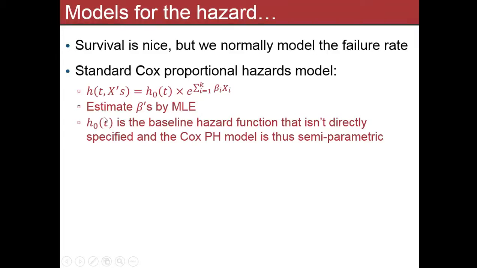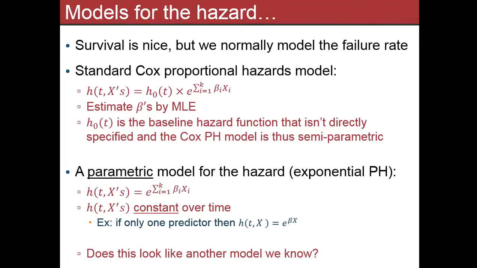So this is one model that we've talked about to model the hazard. And the hazard basically is the failure rate. It's the conditional failure rate, but effectively you can talk about it as the function. The hazard function describes the failure rate over time.